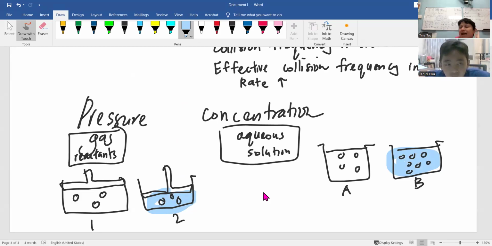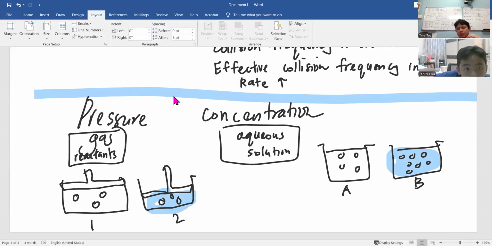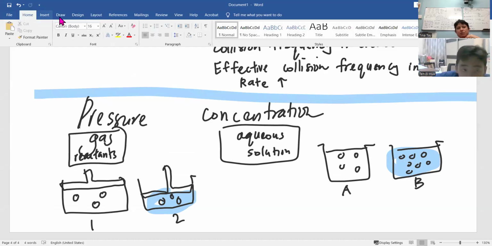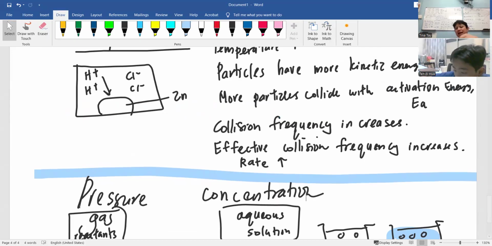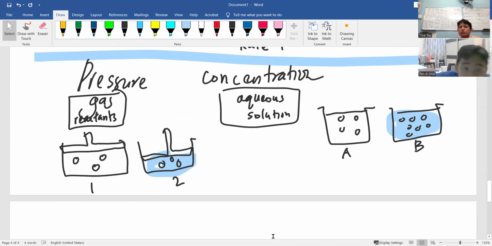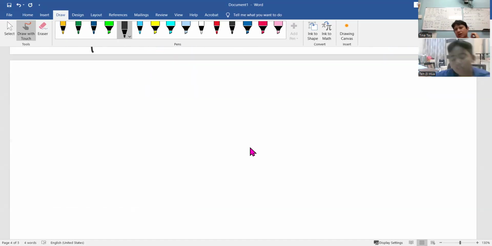Yeah, so the explanation for pressure and the explanation for concentration is actually the same. When the concentration is high or when the pressure is high, there are basically just more particles in a volume. Gas is also volume, liquid is also volume. So we say there are more particles per unit volume. Understand? So do they collide more often or less often? More. No need to write. Later I'll write the whole chart for you.